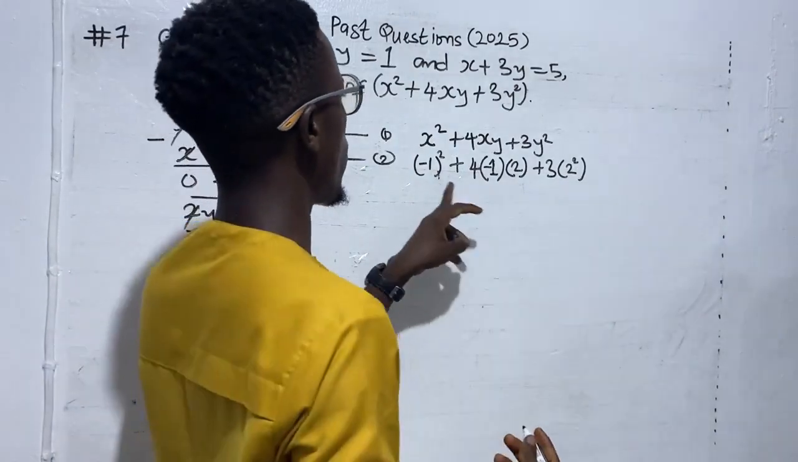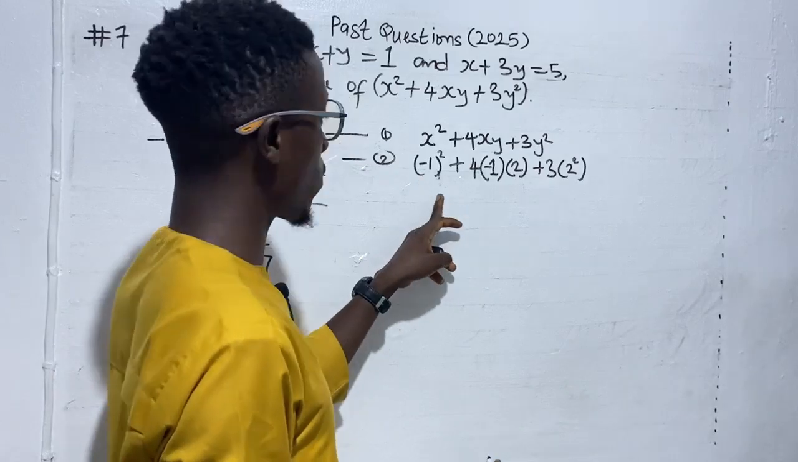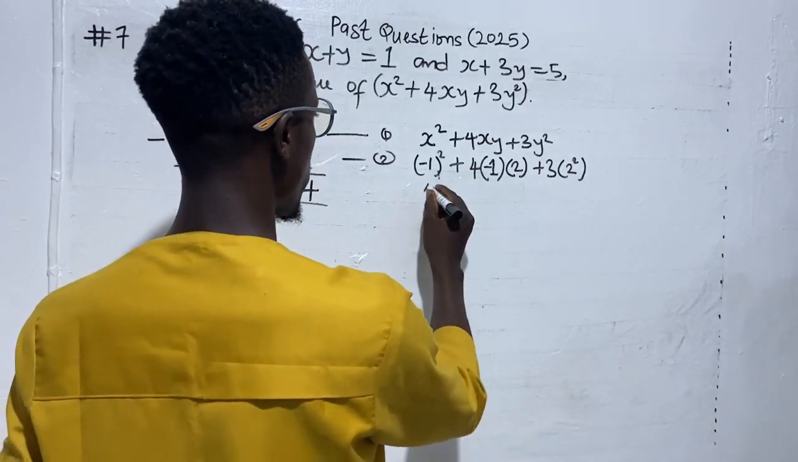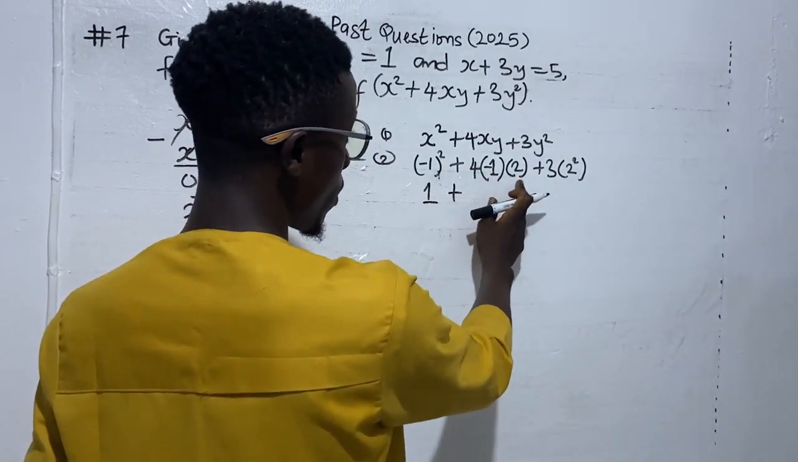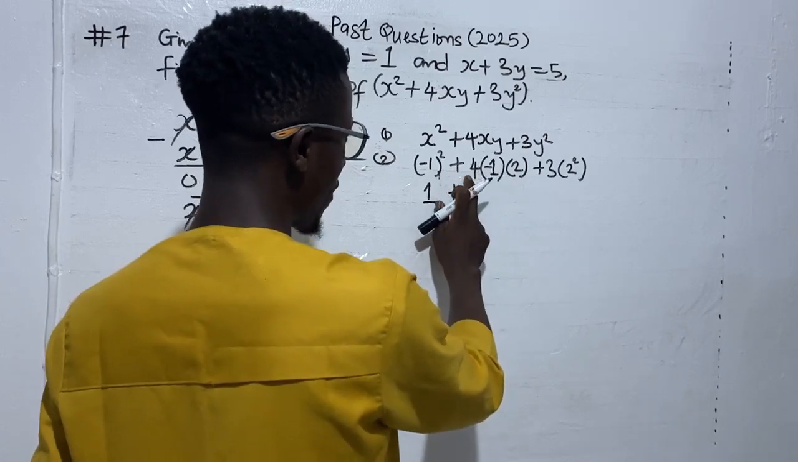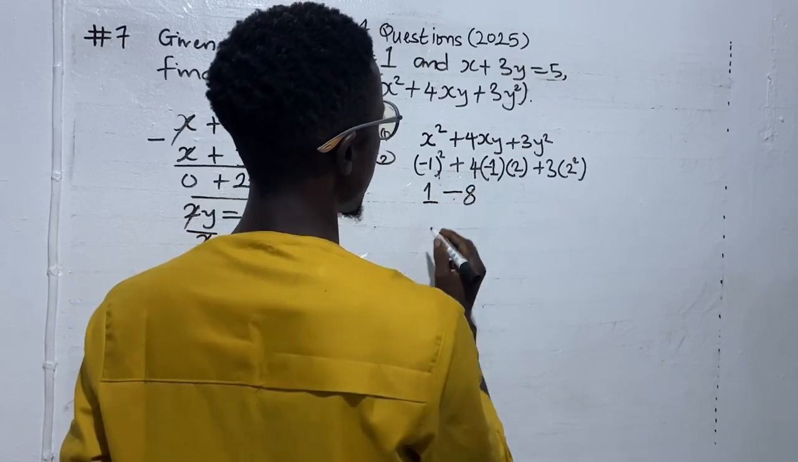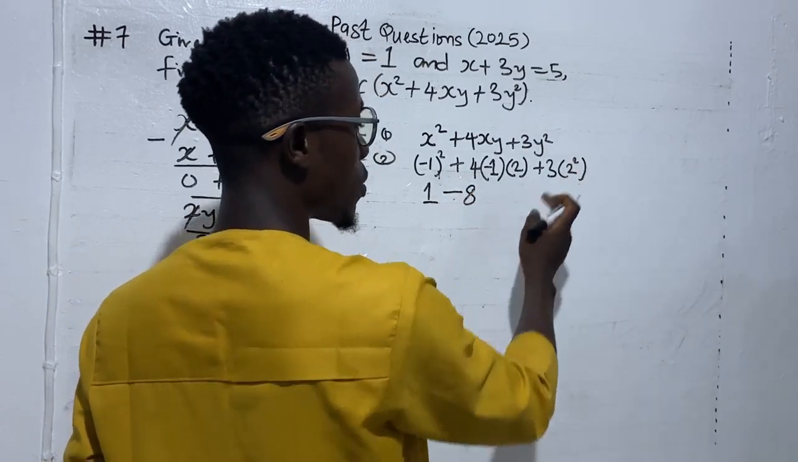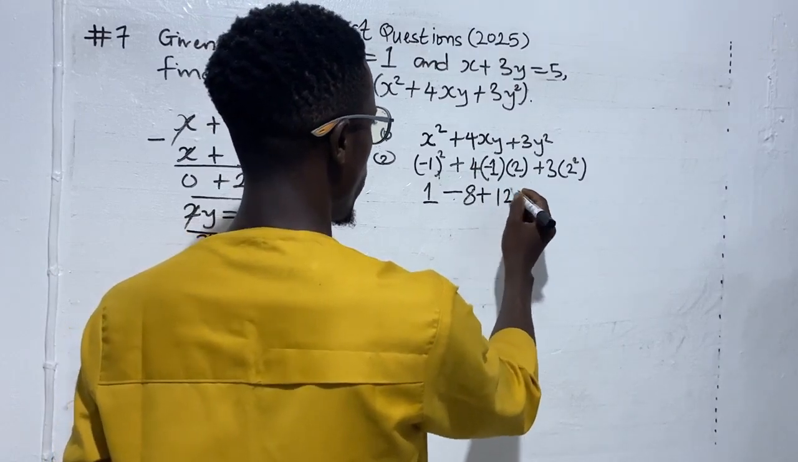So let's solve this one by one. Minus 1 to the power of 2 is minus 1 times minus 1. That gives us what? Plus 1. Plus minus 1 multiplied by 2 gives us minus 2. Minus 2 times plus 4 gives us what? Minus 8. So we have minus 8. Then here we have 2 raised to power 2, which is what? 4. 4 times 3 gives us what? 12. Plus 12.